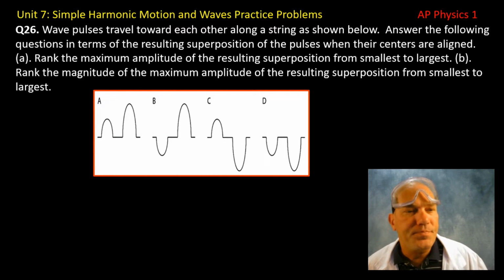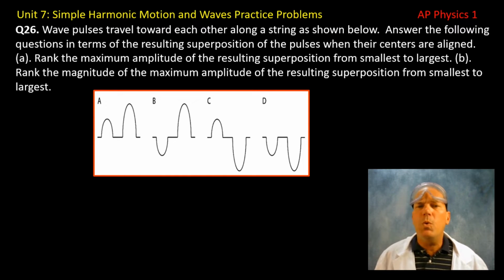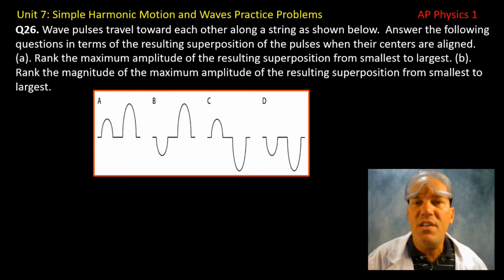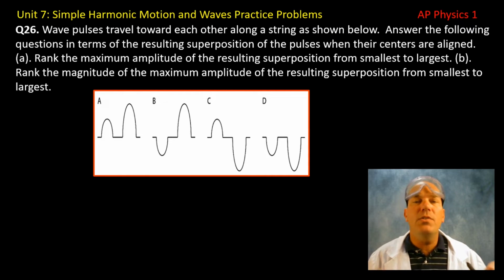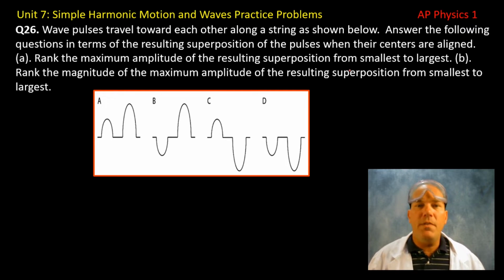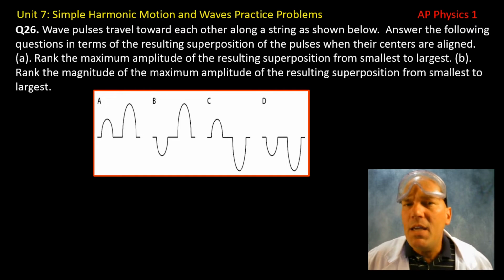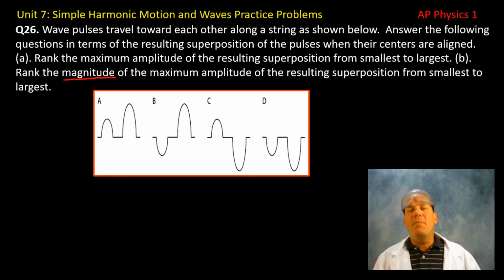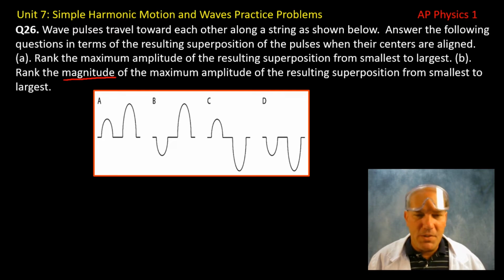Question 26. Wave pulses travel toward each other along a string, as shown below. Answer the following questions in terms of the resulting superposition of the pulses when their centers are aligned. We're going to rank these based on the maximum amplitude of the resulting superposition. Okay, so we're looking at constructive and destructive interference. And in B, we're going to rank the magnitude. You know I'm going to underline that. Magnitude of the maximum amplitude of the resulting superposition.